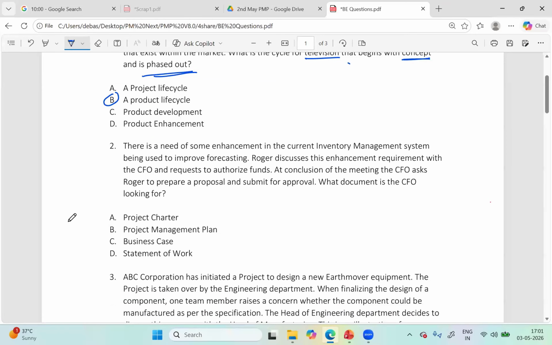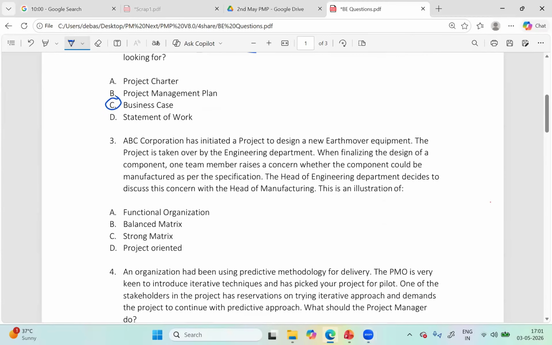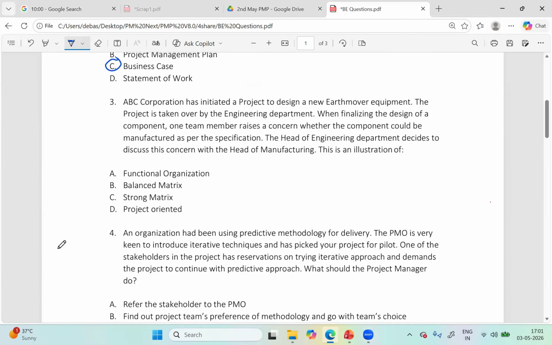Second question, this is also pretty straight. Authorized fund, simple. The only document that is used to seek funding approval is none other than the business case. If you recall, we studied yesterday, the purpose of the business case is go, no-go decision making or funding approval. That's what the question is all about. Did you struggle? Anything else if you got? Yeah, everybody says C. That's right. So first two questions were pretty straight. Number three, that's not straight.